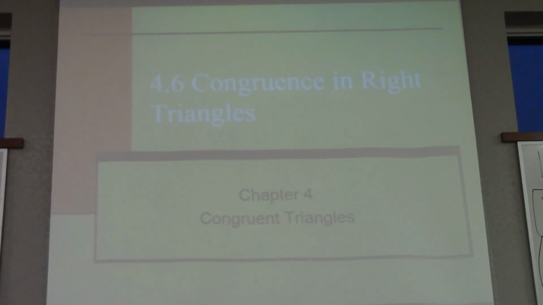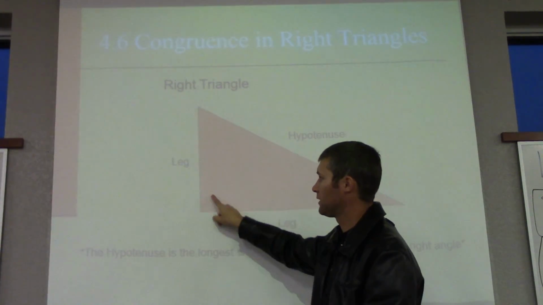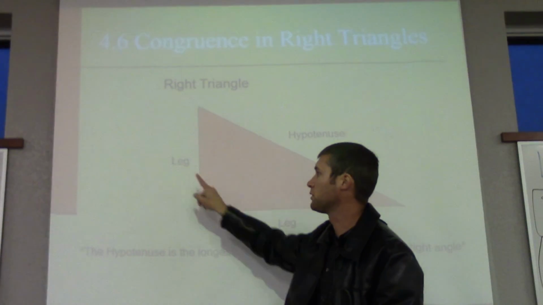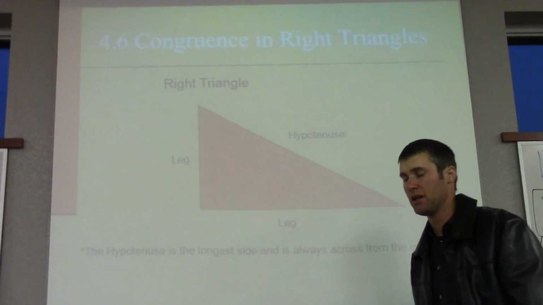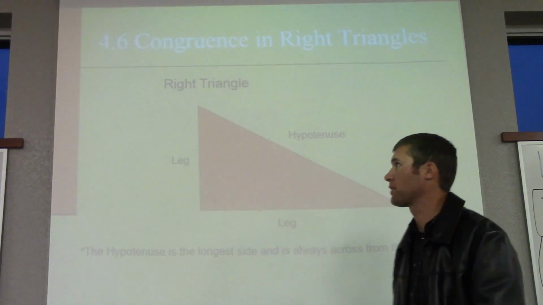Okay, good morning class. We're going to go over section 4.6, congruence in right triangles. So what we're going to look at is a right triangle. In a right triangle, first of all, we have a 90-degree angle. We have the hypotenuse, which is opposite the right angle, and then we have two legs. Just a reminder, the hypotenuse is always your longest side, and it's always opposite your right angle.